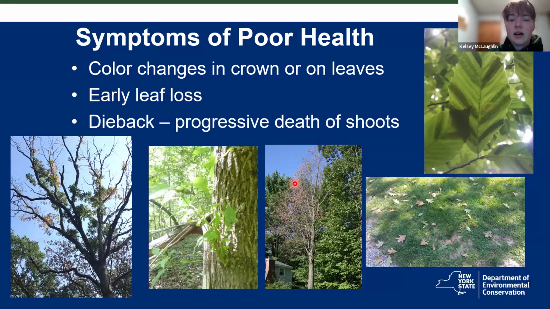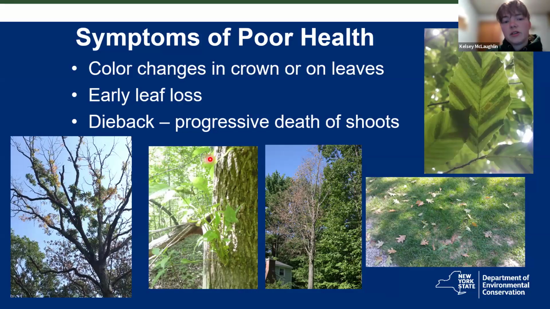And then we talk a lot about dieback in forest health, and dieback is kind of the progressive death of the shoots. So trees like to keep their leaves way out at the tips of their canopy on these little twigs, right? And dieback is the loss of those little twigs over time. And so what you get is the crown shrinking into itself and getting really, really small and closer to the center of the tree.